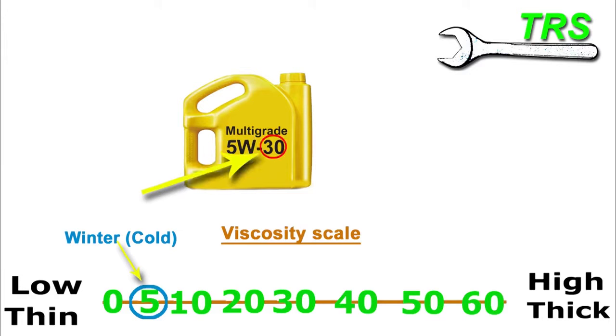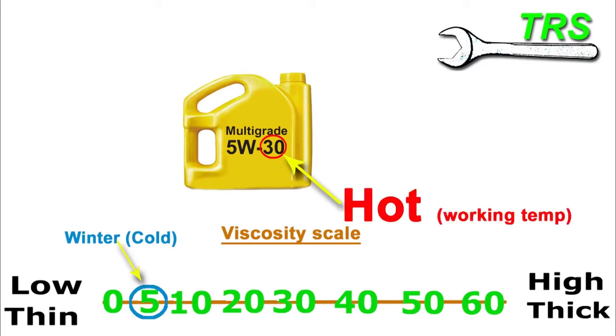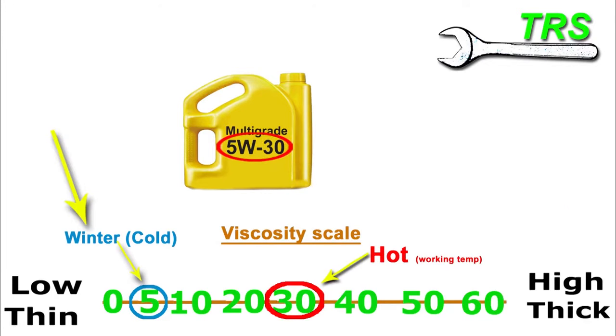But there's another number here representing this oil, and that's the 30. This oil also acts like a viscosity of 30, the medium viscosity. But how can this oil possibly have a viscosity of 5 and a viscosity of 30? Well, this oil becomes the 30 when the engine is at working temperature. So this oil has special chemical ingredients that allow it to be a thin viscosity of 5 when cold, and then as the engine gets hot, this 5 viscosity transforms into a 30.